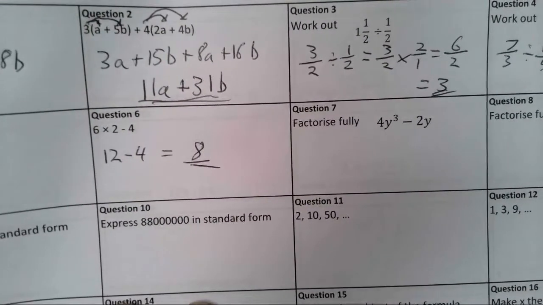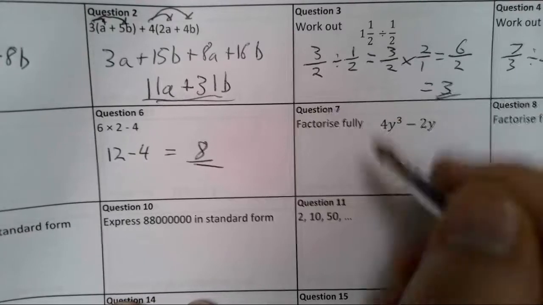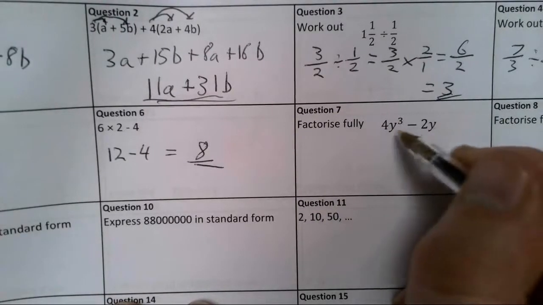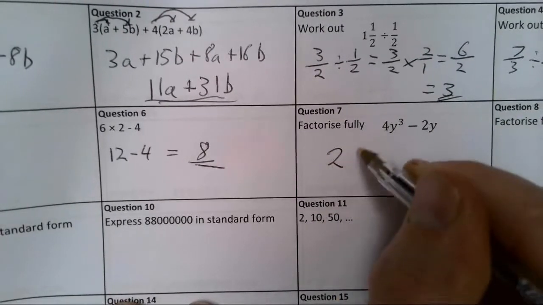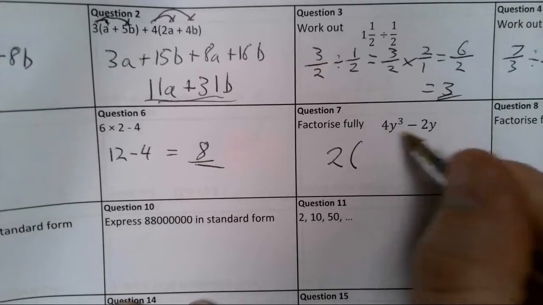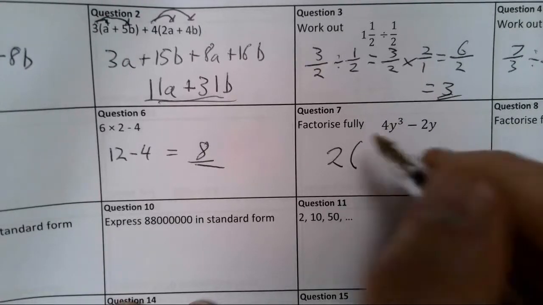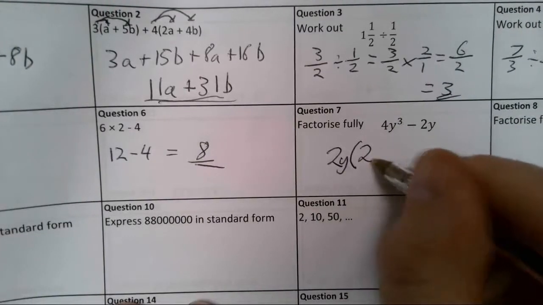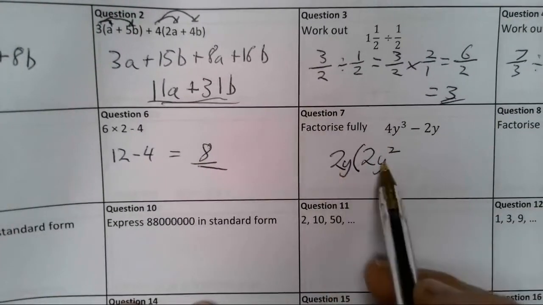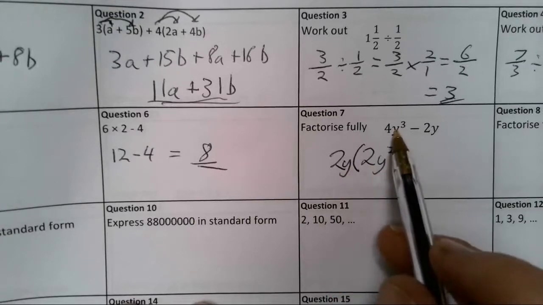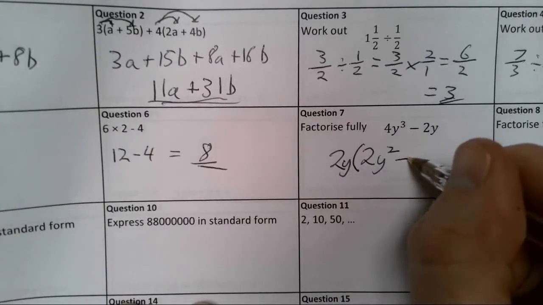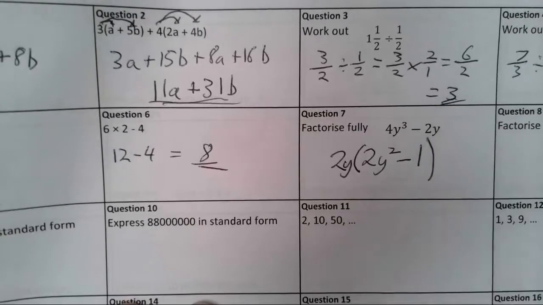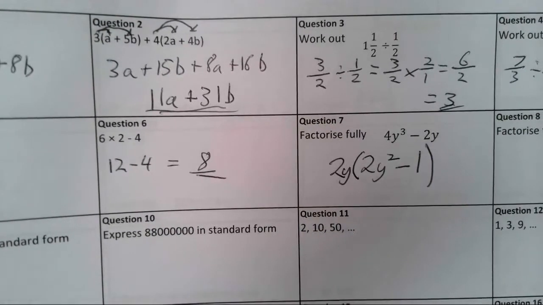Factorize fully. I'm looking for the highest common factor of the coefficients. So the coefficient is the number multiplying the variable. That's 2. And then I also need the highest common factor of y cubed and y, and that is y. And then inside the bracket I've got 2y squared, because if I multiply 2y by 2y squared, it gives me 4y cubed. And I've got minus 1, because one lot of 2y is 2y.